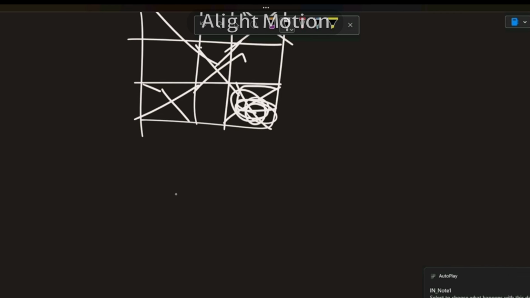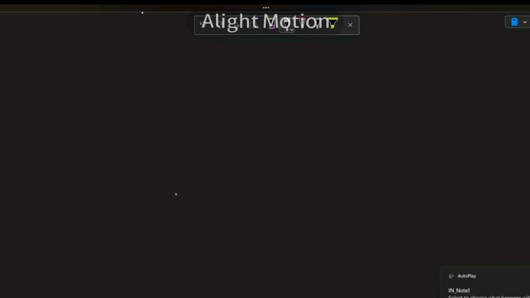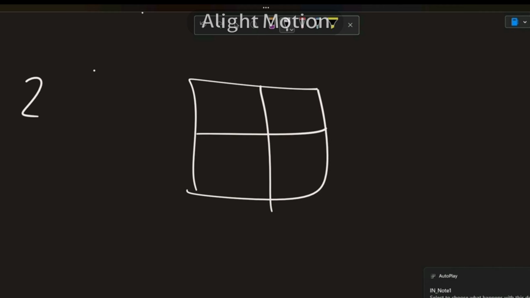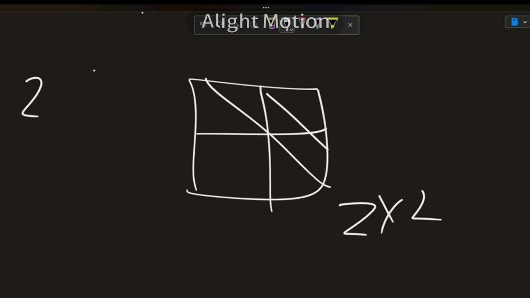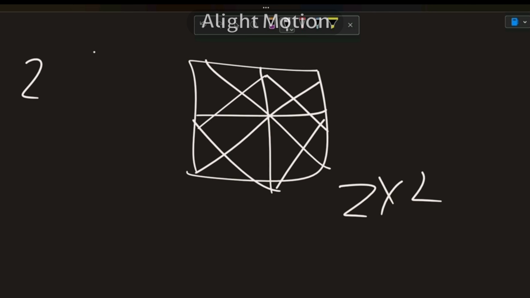I need to remove only these boxes. Now I will explain using a 2 cross 3 grid. Let's say a 2 cross 3 grid, and it contains a total of 6 diagonals. So for each, I will tell you what the answer will be.